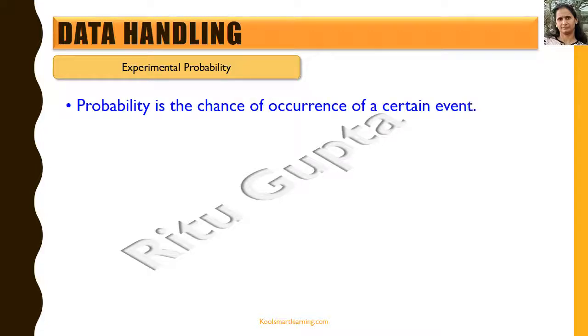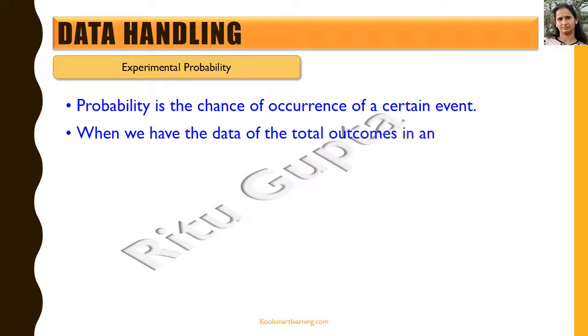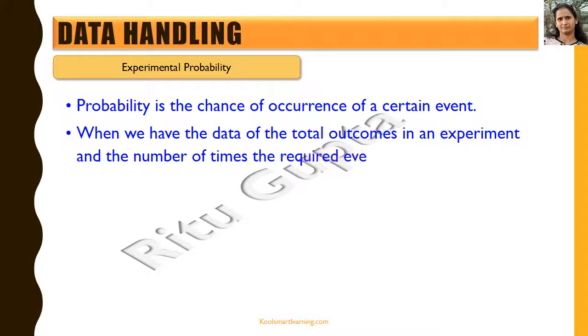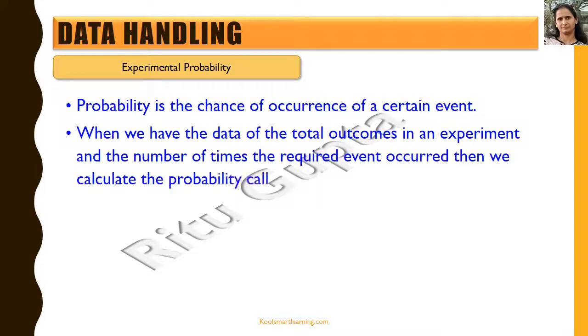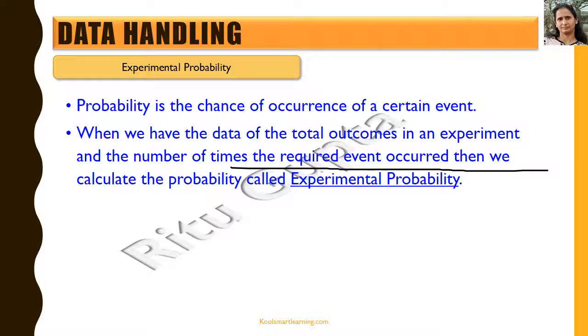Now probability, as we know, is the chance of occurrence of a certain event. When we have the data of the total outcomes in an experiment and the number of times the required event occurred, then we calculate the probability, which is called experimental probability, because this probability is based on the outcomes of the experiment that has been conducted.